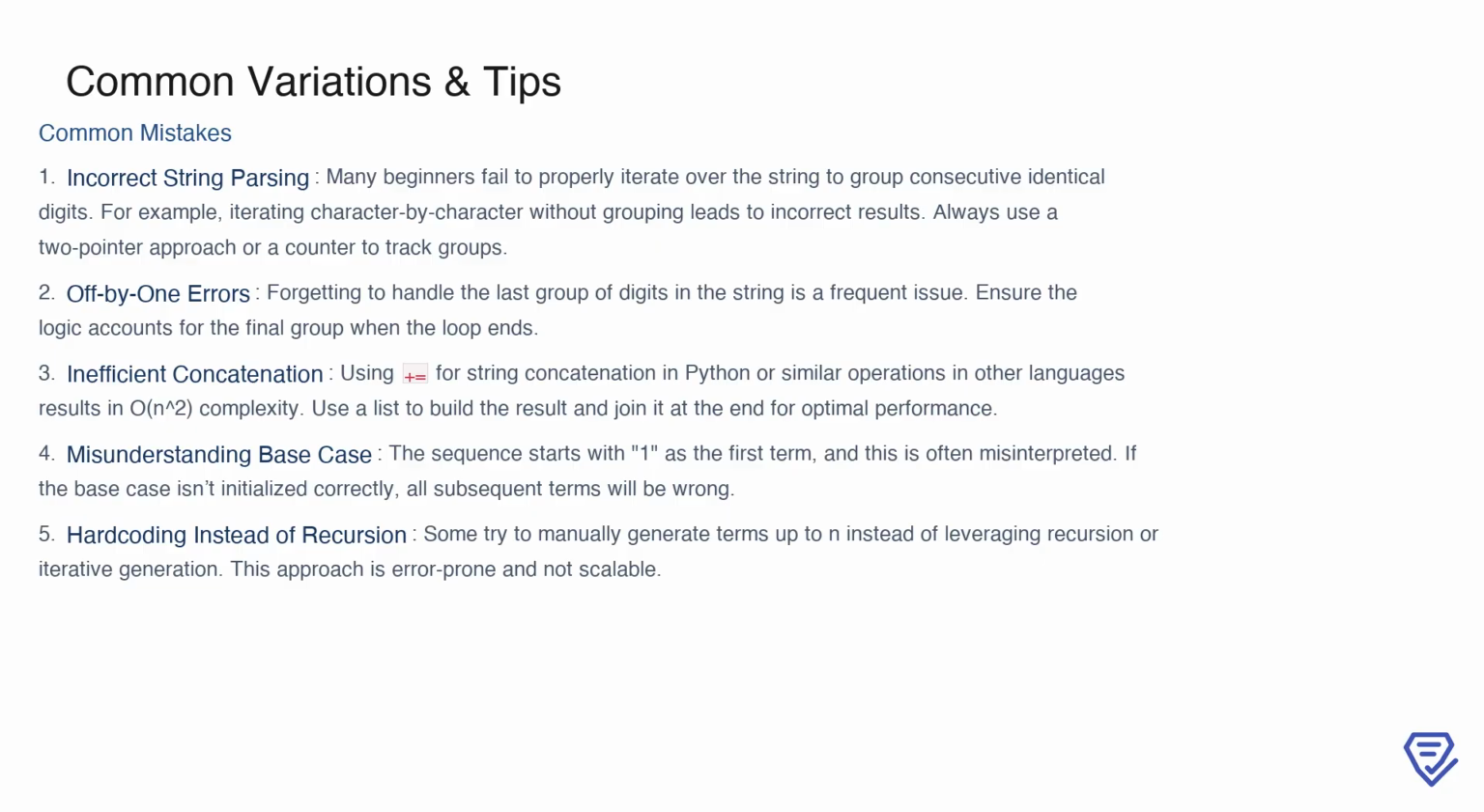Additionally, inefficient string concatenation can slow down your solution. For instance, using += to build strings in Python has n squared complexity. Instead, use a list to collect pieces of the result and join them at the end for optimal performance. Misunderstanding the base case is another pitfall. Remember, the sequence begins with 1 as the first term, and failing to initialize this correctly will throw off all subsequent terms. Lastly, some attempt to hardcode the solution by manually generating terms up to n, rather than using recursion or iteration, which is error-prone and not scalable. Always aim for a systematic, reusable approach.